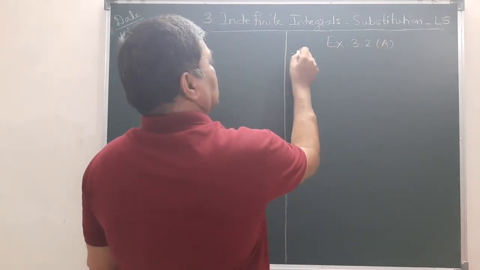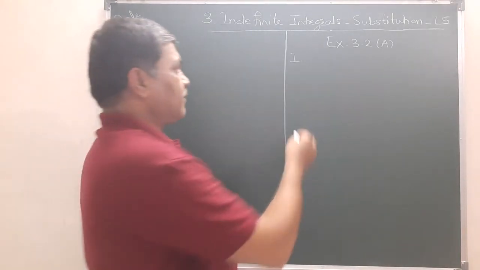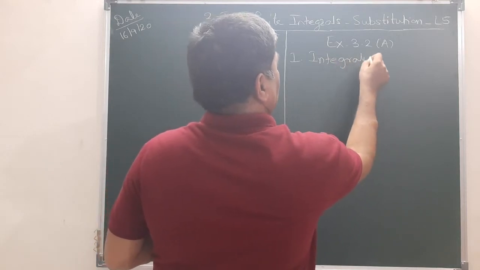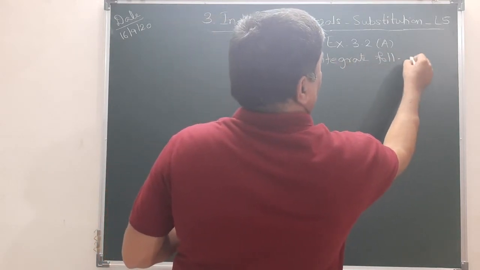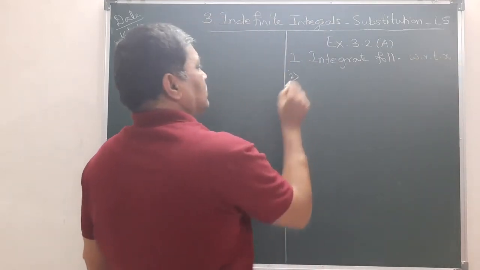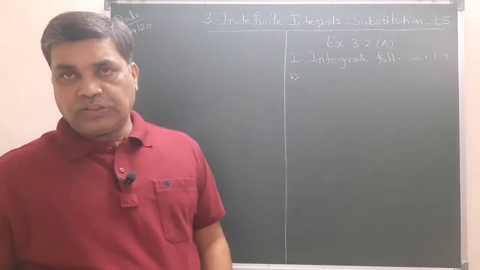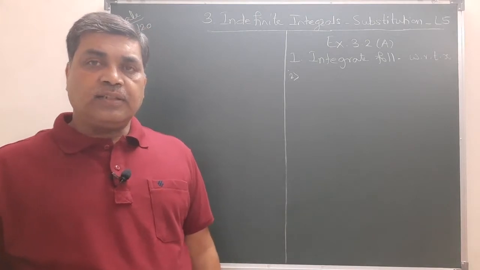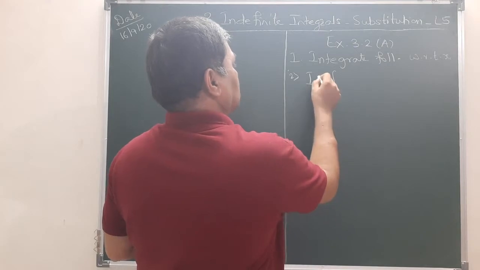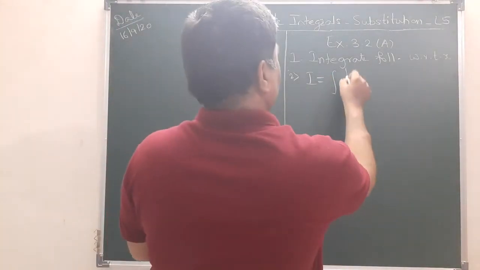In question number 1, integrate the following with respect to x. Here we are just given the integrand function. I am writing it with the integral sign: I equals integral of (log x) to the power n upon x.